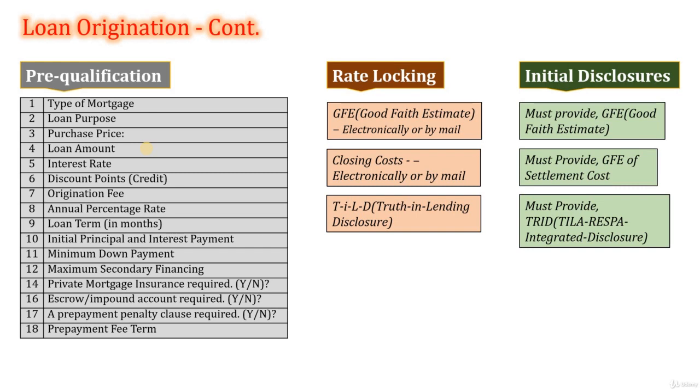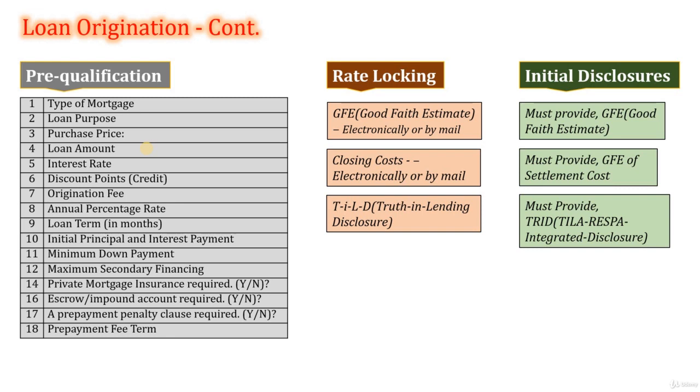discount points, which are basically credit points offered by the correspondents or lender to the borrower. Origination fee, annual percentage rate, APR, what is the APR for the entire year, and loan term, how many years the loan tenure has to be, initial principal and interest payment, minimum down payment, what is the down payment that the borrower is making, maximum secondary financing, private mortgage insurance, whether it's required or not.